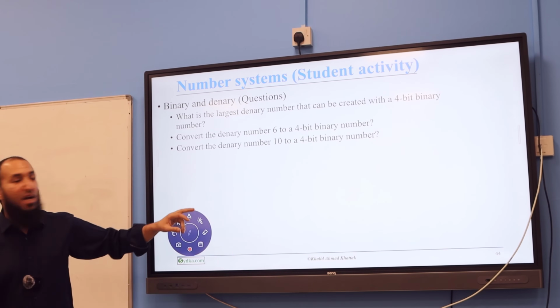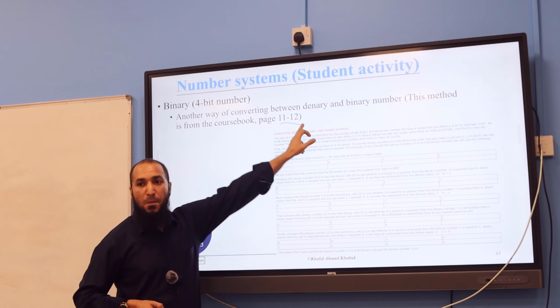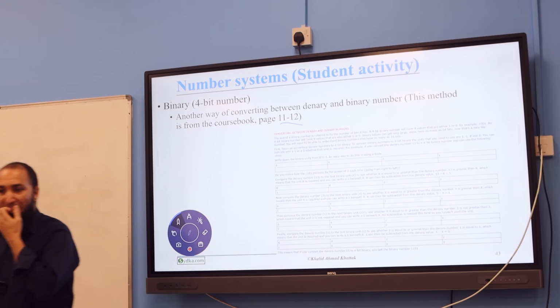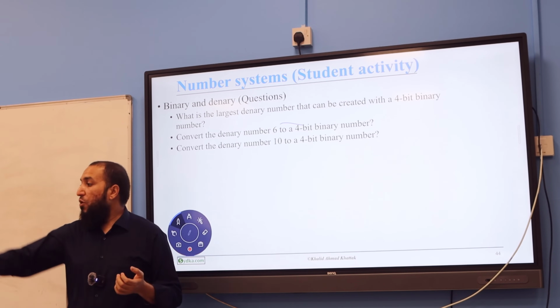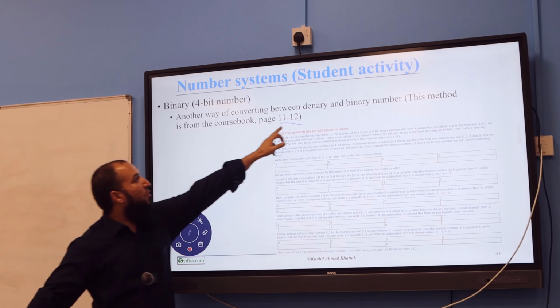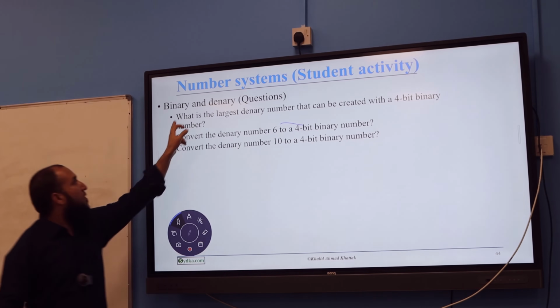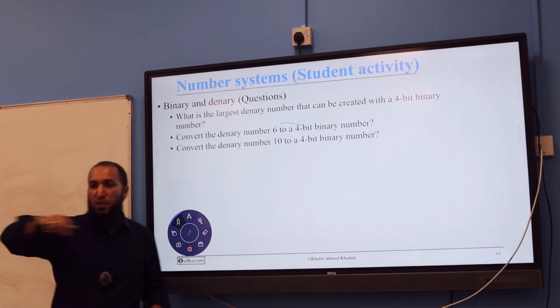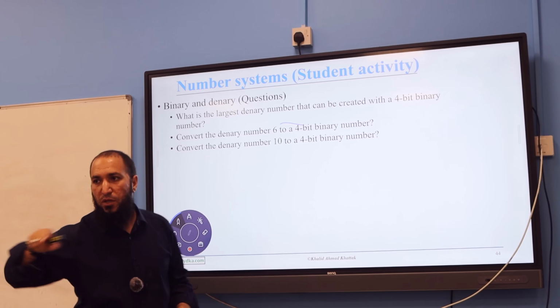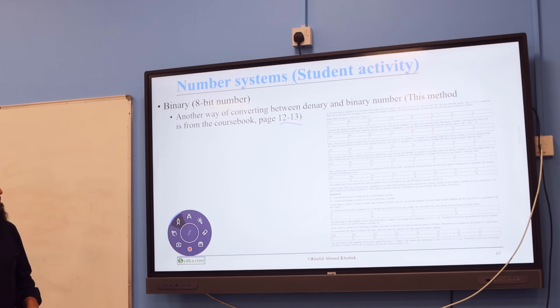Go to page number 12. Pages 11 and 12 are there. Students ask how they will know the question. It's in the book. Write page numbers 11 and 12, questions 1, 2, 3 are there. Copy them in the notebook because there's no space in the book. Do it in the notebook, okay?